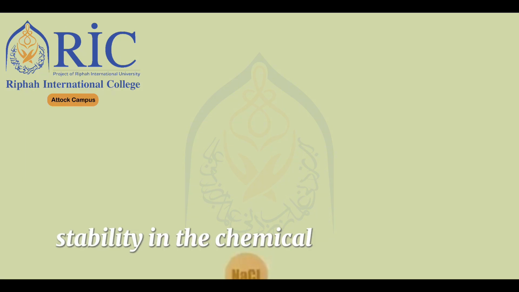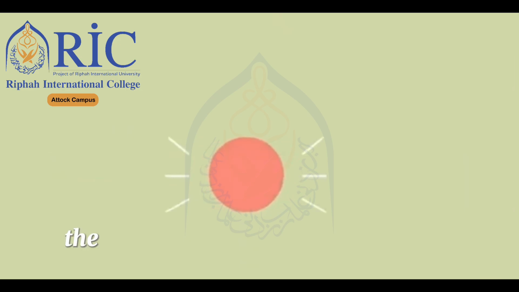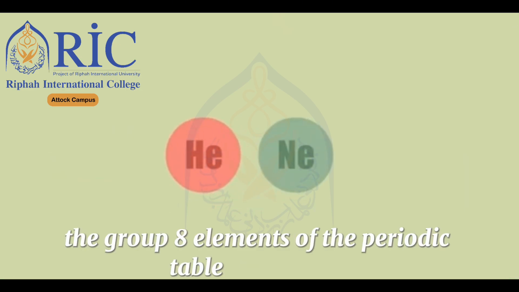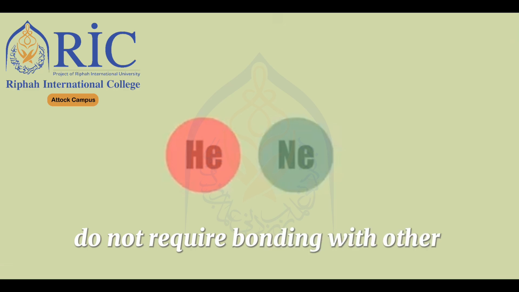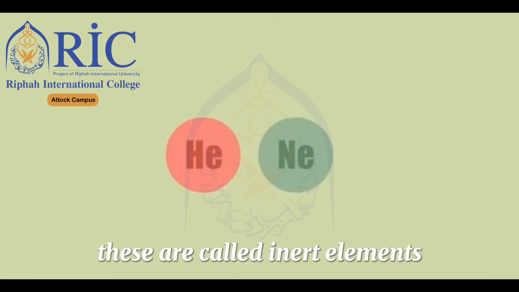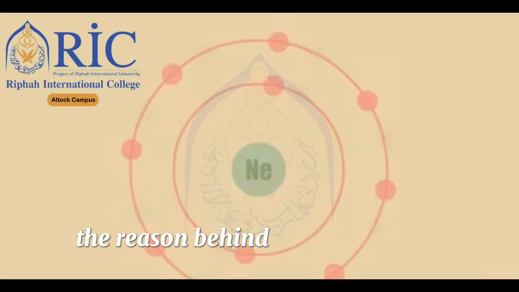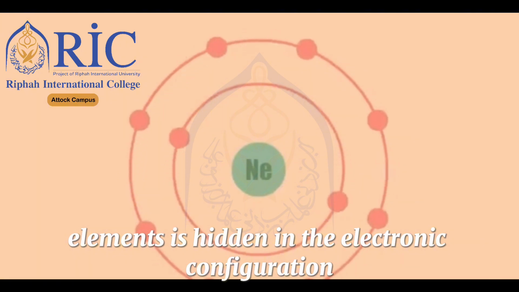Stability in the chemical world means attaining a lower energy state. The group 8 elements of the periodic table, like helium, neon, etc., do not require bonding with other elements to attain stability. These are called inert elements. The reason behind the inertness of these elements is hidden in the electronic configuration.